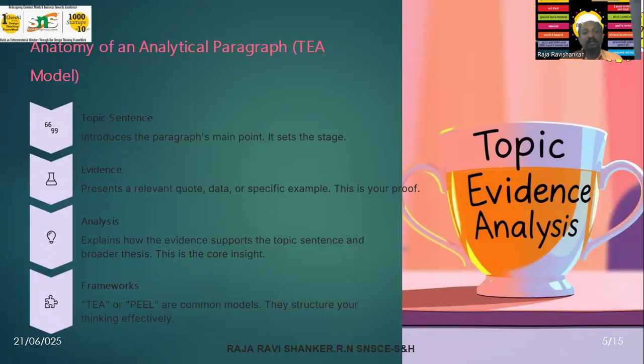So, anatomy of an analytical paragraph. This is more like a medical lesson now. When we say anatomy, we're speaking about something like that. We're speaking about the topic sentence, the evidence, the analysis, and the framework. So, what is this actually?